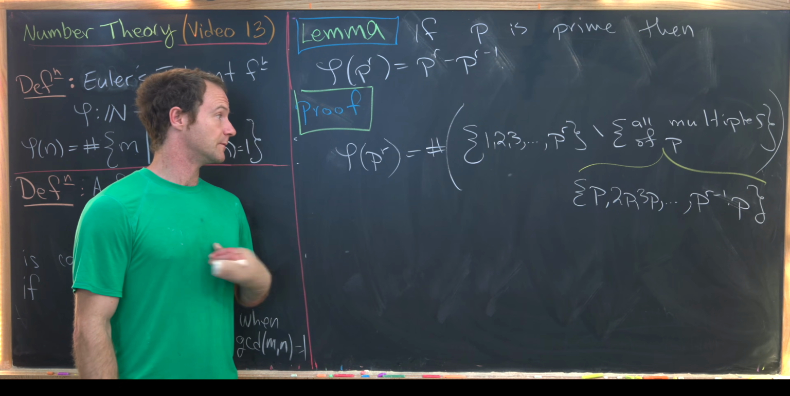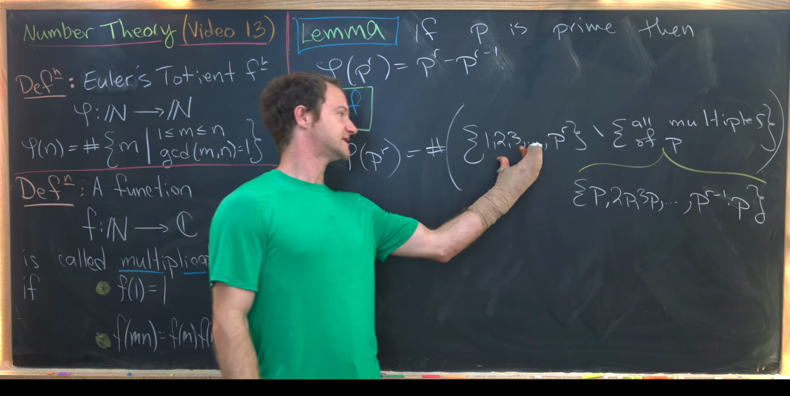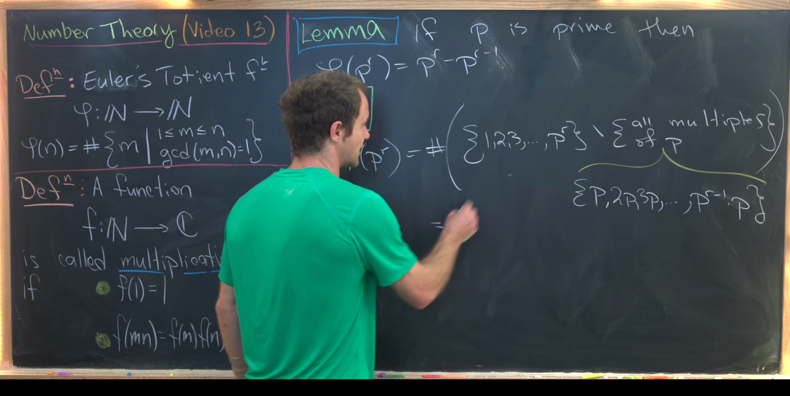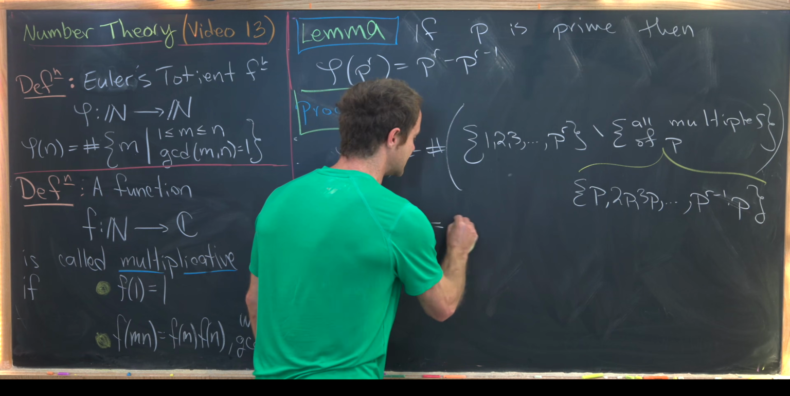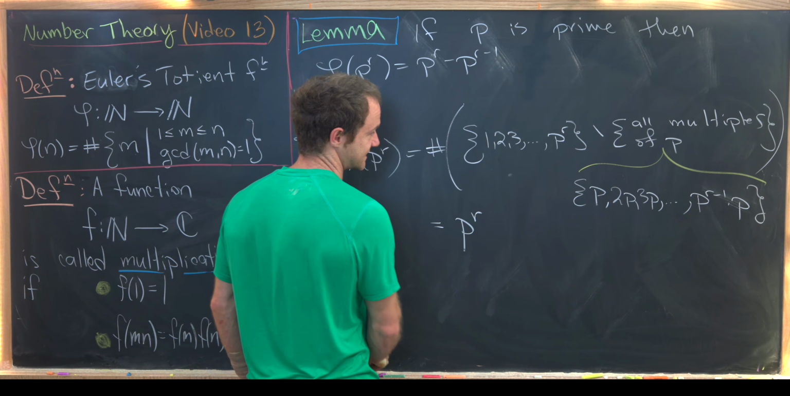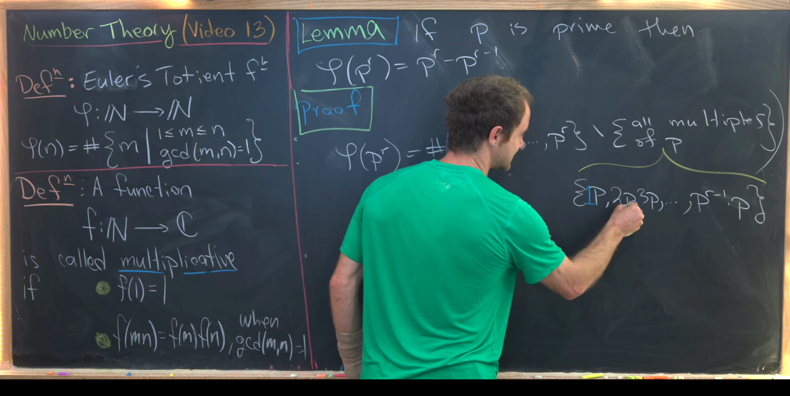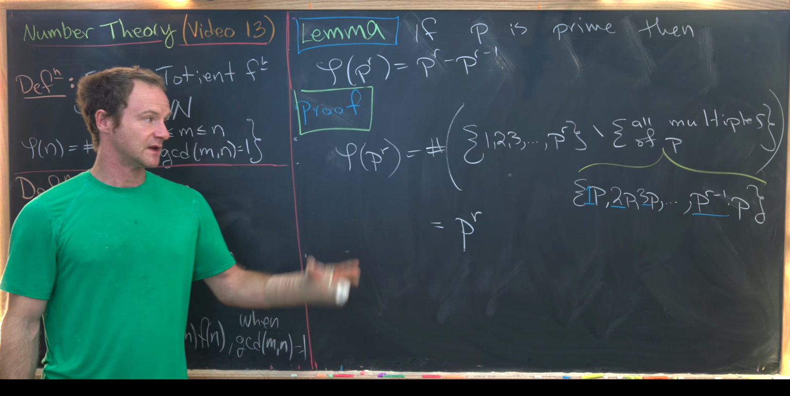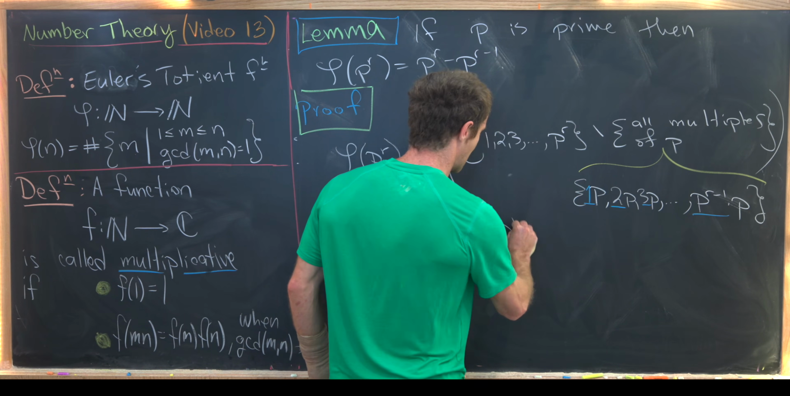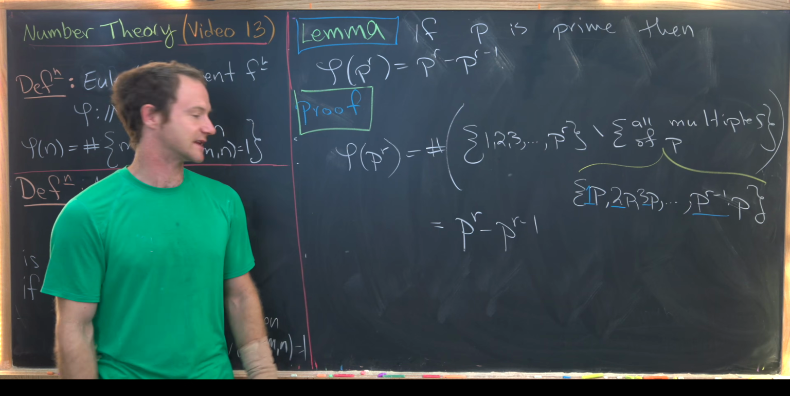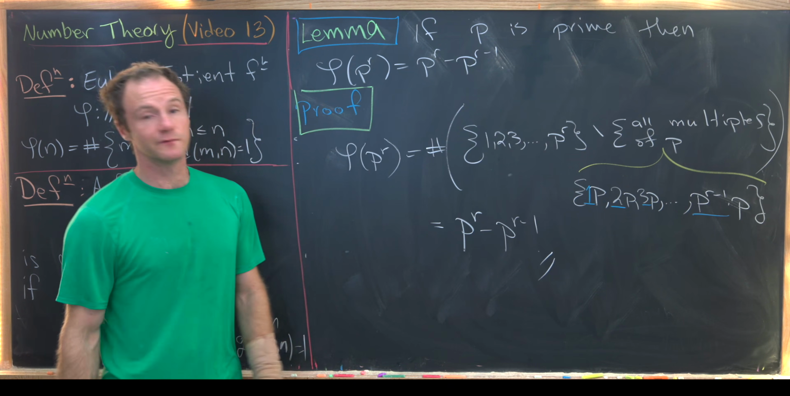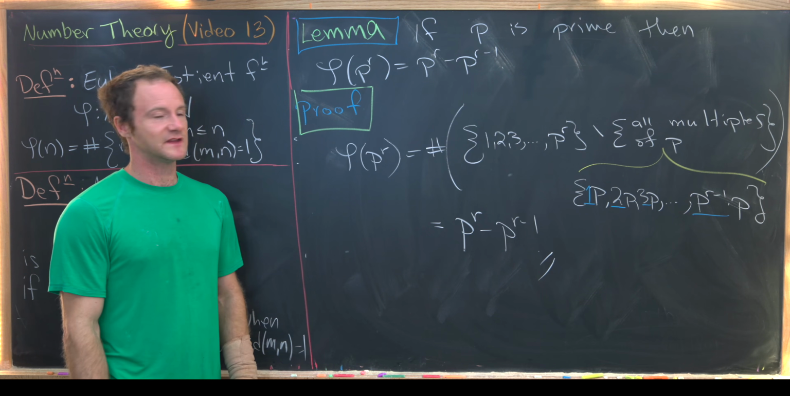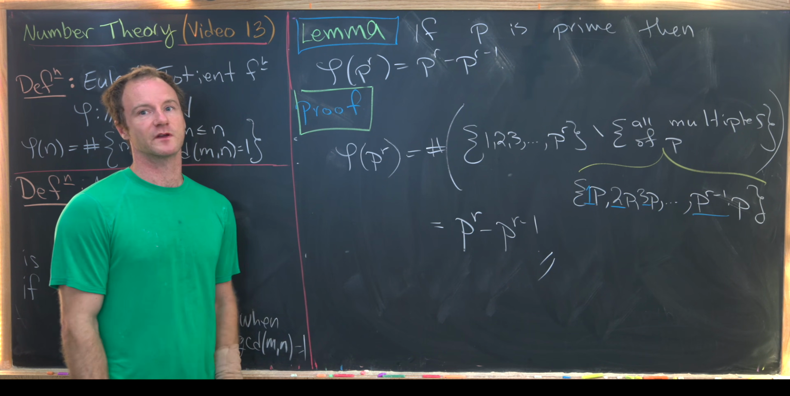So now we're good to go. We need to find the number of elements in this set minus this set, which is a subset of the original set. There are obviously p to the r elements in this first set. And then the elements of the second set can be counted by the coefficients of p. So there are p to the r minus 1 elements in that second set. And that finishes the proof of this lemma. Okay, so now let's smash that last theorem and this lemma together into a nice formula for phi.